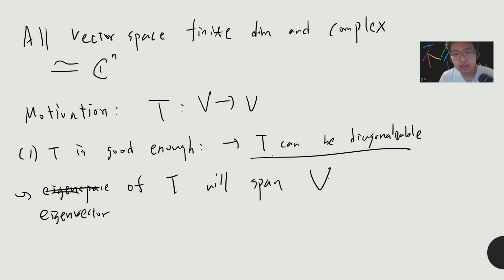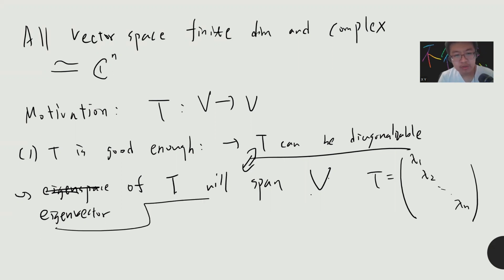This is equivalent to T being diagonalizable, because you can find a representation such that T is diagonal, with entries lambda 1, lambda 2, up to lambda n. If you choose the eigenvectors to be (1, 0, 0, ...), (0, 1, 0, ...), (0, 0, 1, ...), you can see that the eigenvectors of T span V. So the eigenvectors of T span V if and only if T is diagonalizable. These kinds of matrices are very good.